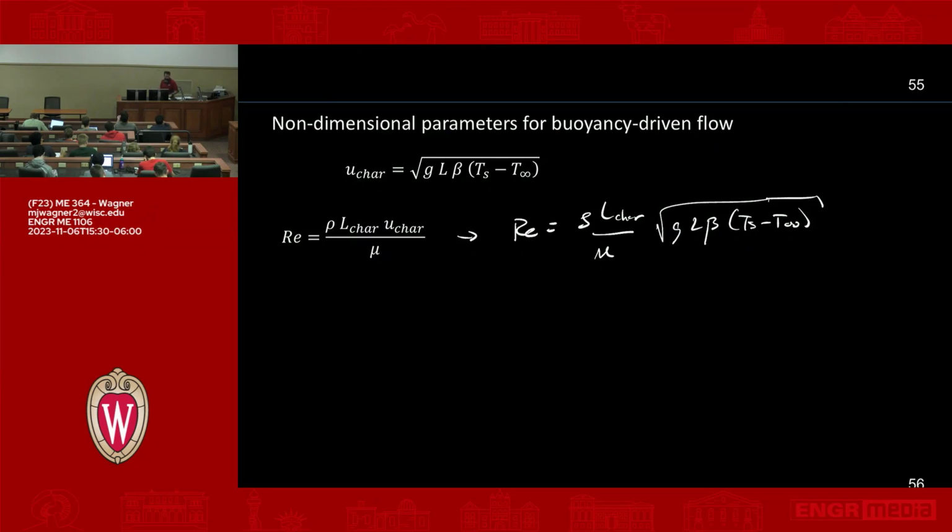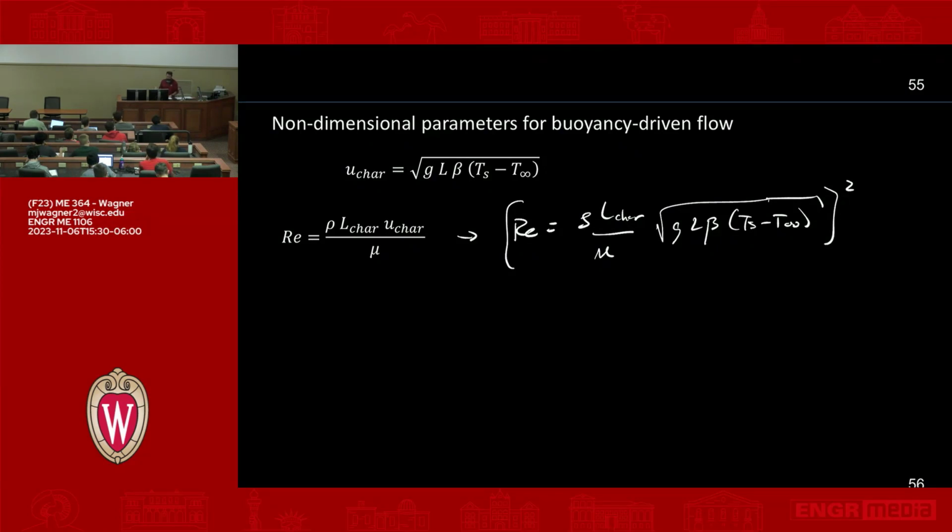Why did I do this? Well, I just want to have an intermediate step so we can see what's maybe going to be convenient. It's kind of annoying to have this square root thing in here just when we're talking about non-dimensional parameters. So what people typically do is they just square both sides. And so we'll take this entire equation here and square it.